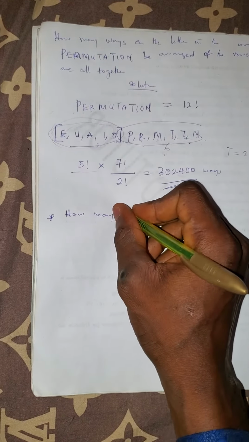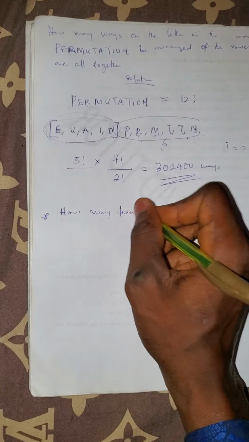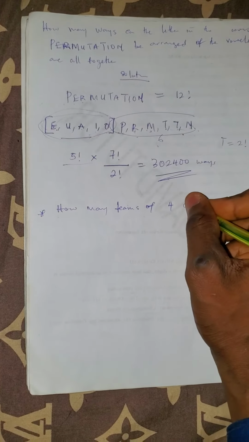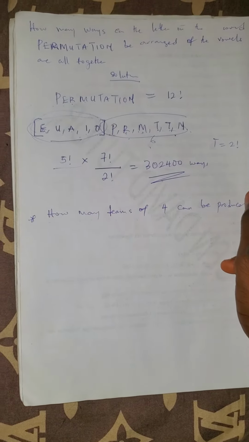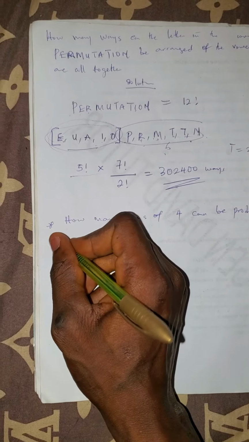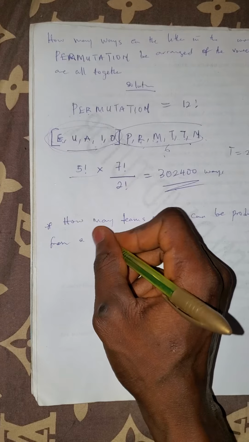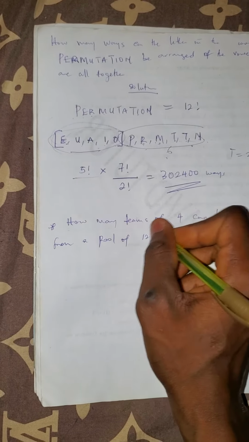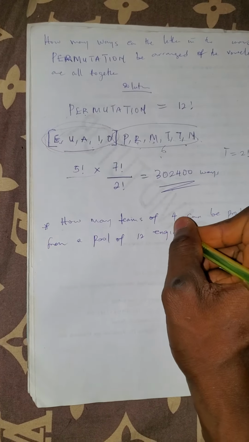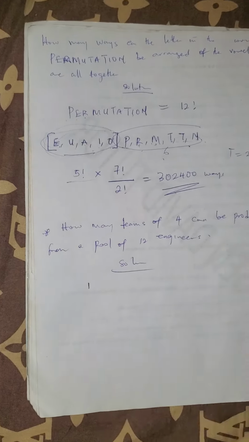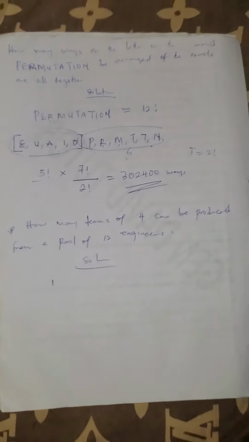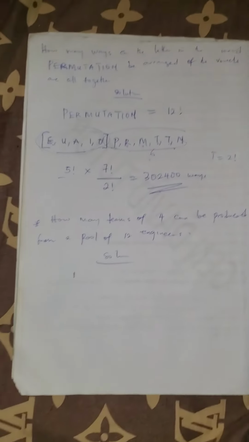Next one says, how many teams of 4 can be produced from a pool of 12 engineers? Now I told you, whenever you are talking about human beings, just use the combination. Yes, just use combination. But don't forget, they said the team of 4.